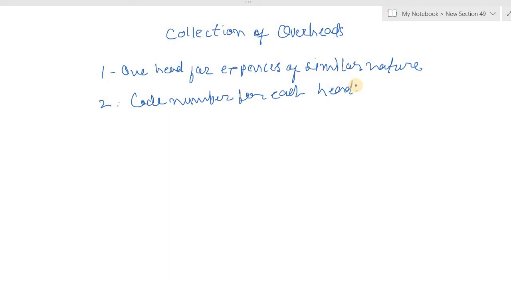For example, factory overheads may be given code number 1, administrative overheads code number 2, selling and distribution overheads may be given code number 3. Code number allotted to factory overheads is conventionally called standing order number, and code number of administrative and selling overheads are also called cost account number.